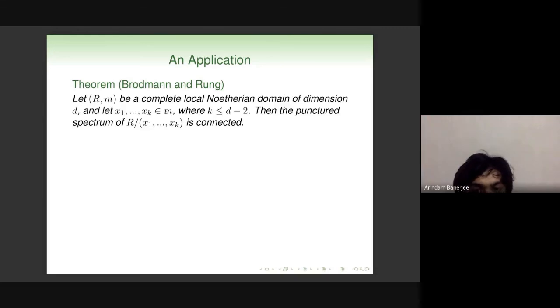I just want to mention one application I saw in Professor Huneke's notes, a theorem by Brodmann and Rung. Basically, this says that if (R, m) is a complete local Noetherian domain of dimension d, and suppose x1, x2, ..., xd is in m, then the punctured spectrum is connected. Using absolute integral closure, Professor Huneke and Professor Hochster give a proof in the case of characteristic p, which is interesting to see. So this is what I planned.